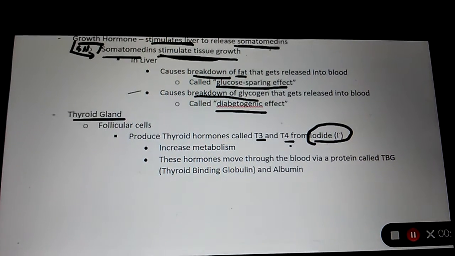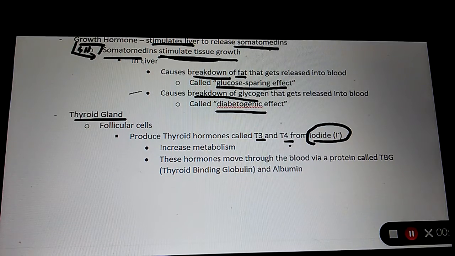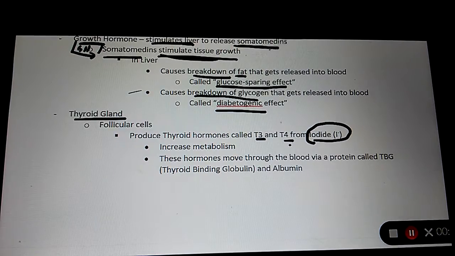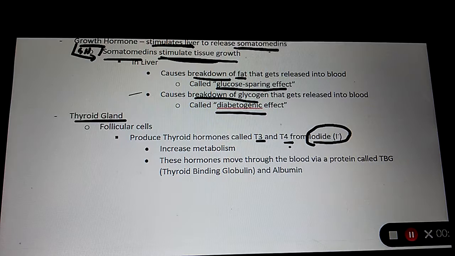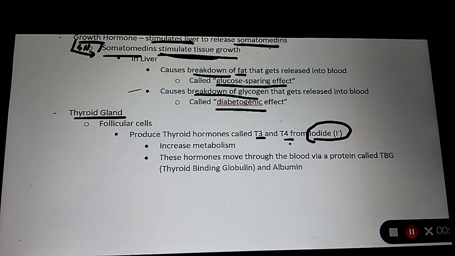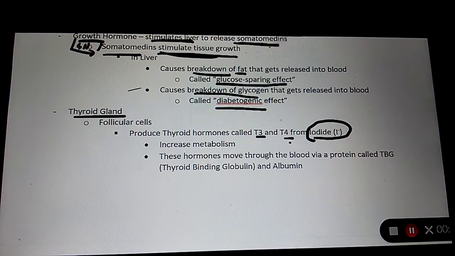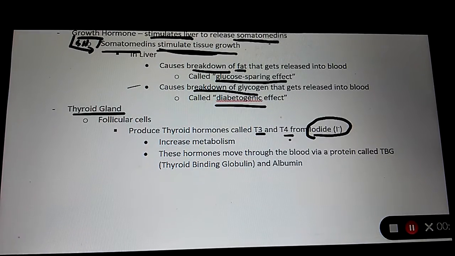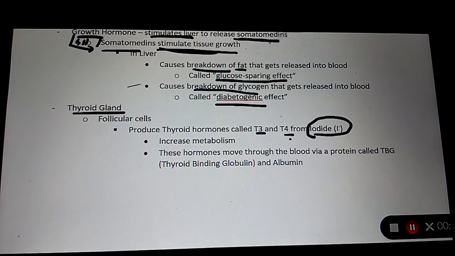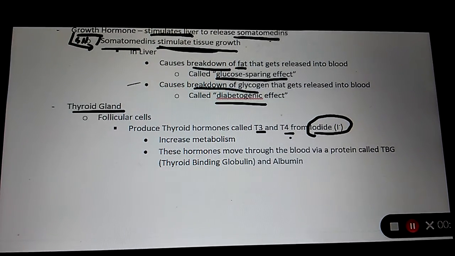What is the function of T3 and T4? Increase metabolism. What hormone increases metabolism? T3 and T4. What hormone is going to stimulate the use of a lot of energy? T3 and T4. So what stimulates ATP production? T3 and T4. What is T3 and T4 made of? Iodide.